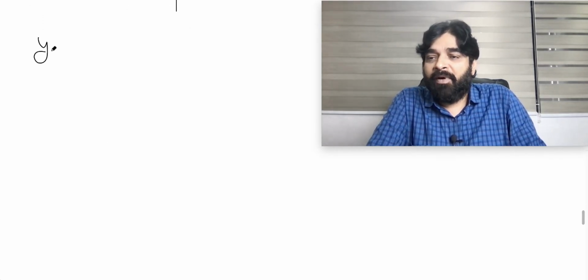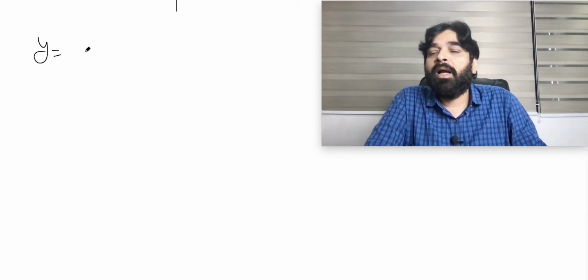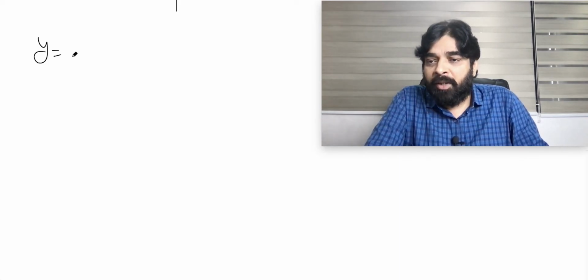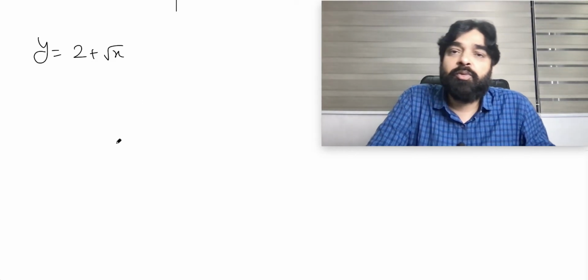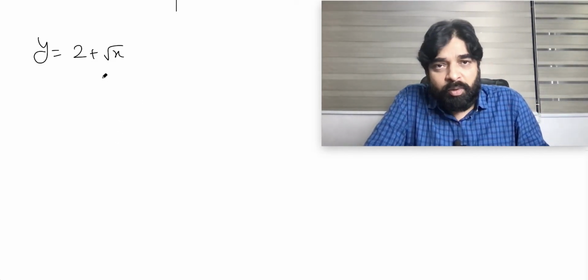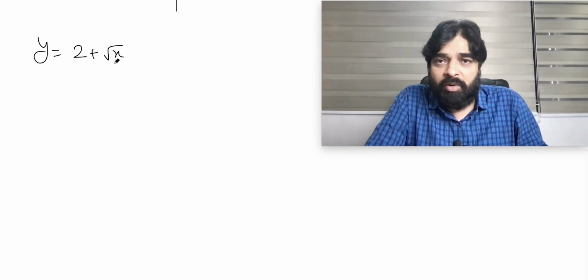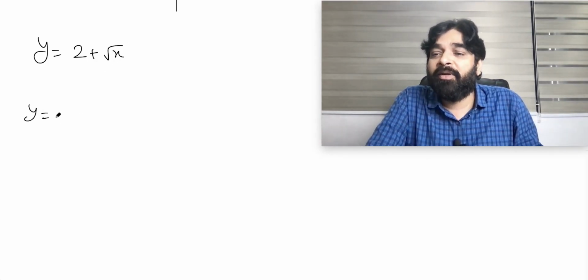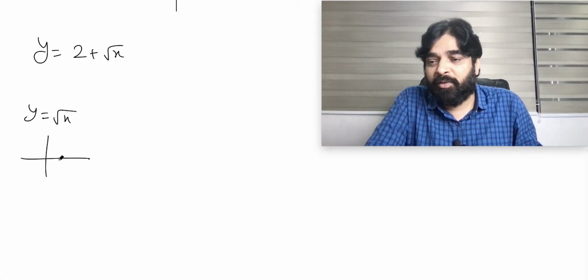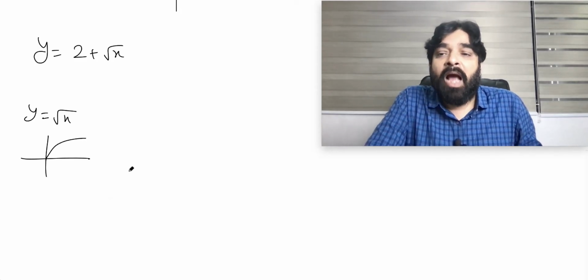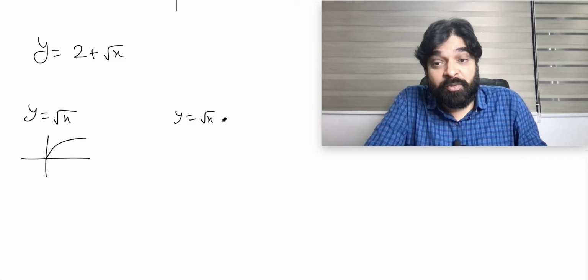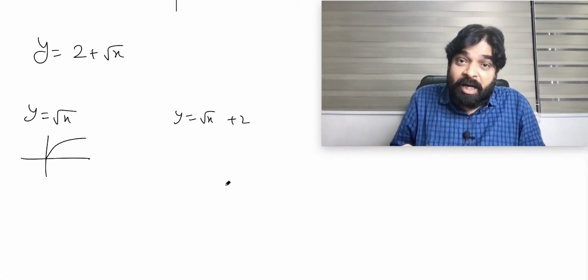Suppose I want the graph of y equal to 2 plus root x. So, is there any constant with the x? No. With the whole function? Yes. Remove that constant. What will come? Y equal to root x. Y equal to root x graph. We know. I want y equal to root x plus 2. So, 2 unit upward.